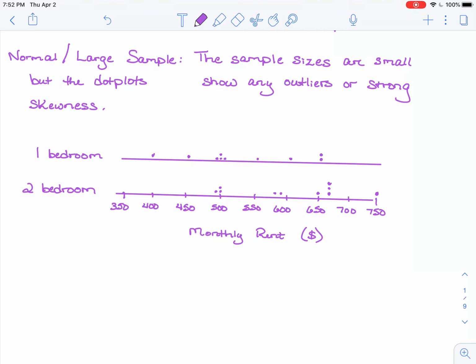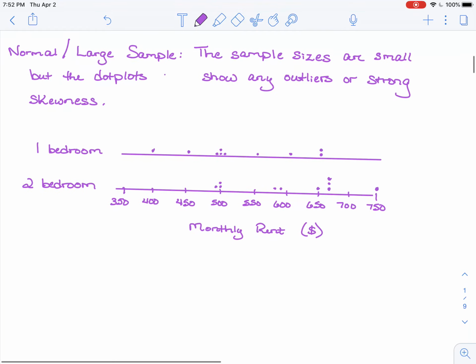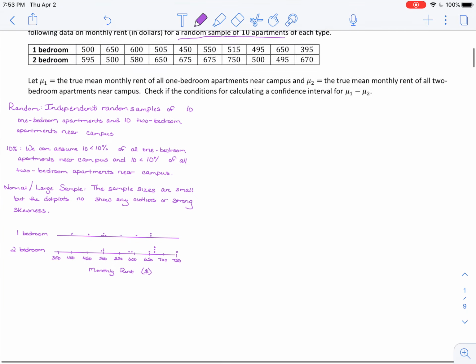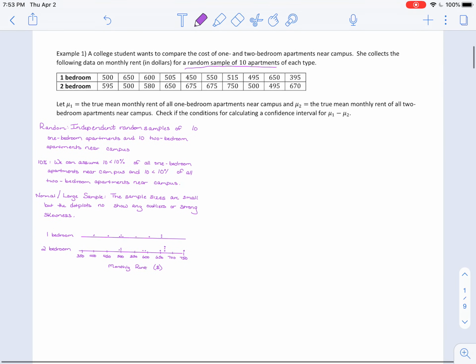And when I look at them, there's not really any strong skewness here. I don't see any outliers. I don't see where all of the dots are down here and then a couple at the other end. That's not what I'm seeing. So because we don't have any dramatic skewness and we don't see any dramatic outliers, we can go ahead and say we've satisfied this condition, and we would be able to proceed in making a confidence interval for the true difference in the population means for these two monthly rentals.